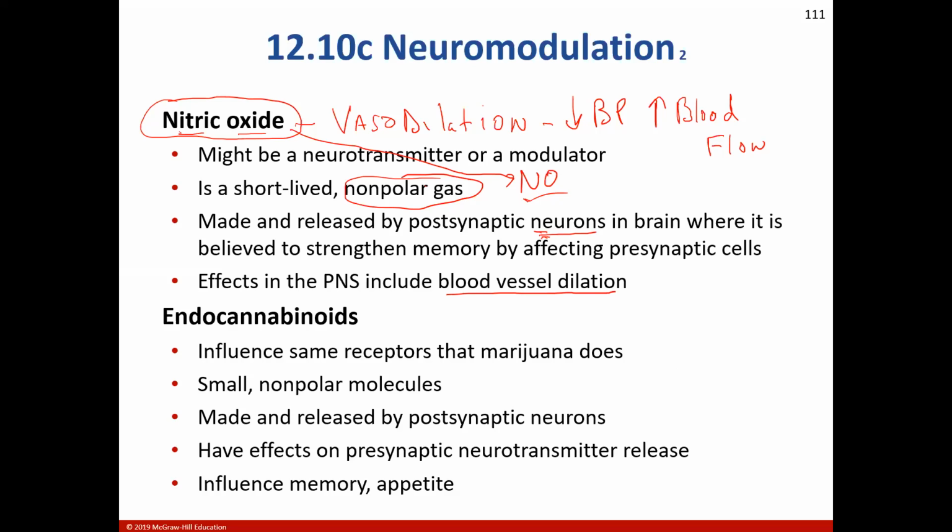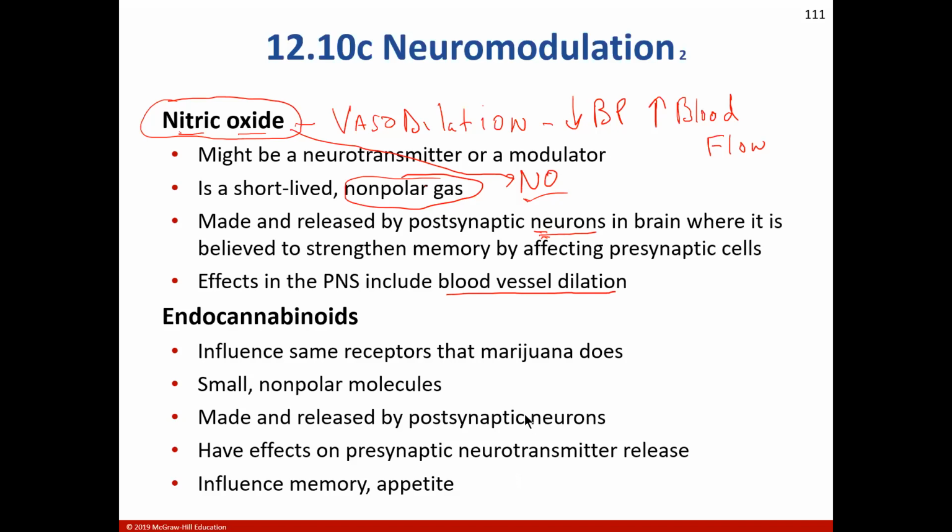So endocannabinoids, right? CBD, the cannabinoids, right? We make those. I mean, endo means we make them. They're made inside our brain, actually. So these endocannabinoids are neuromodulators. They bind to a receptor, right? They may influence memory, I don't think on a positive note, maybe even a negative memory issue, right? But they have effects on the postsynaptic membrane.